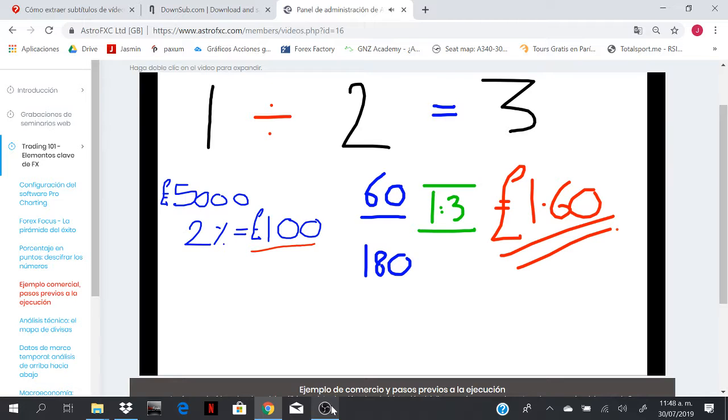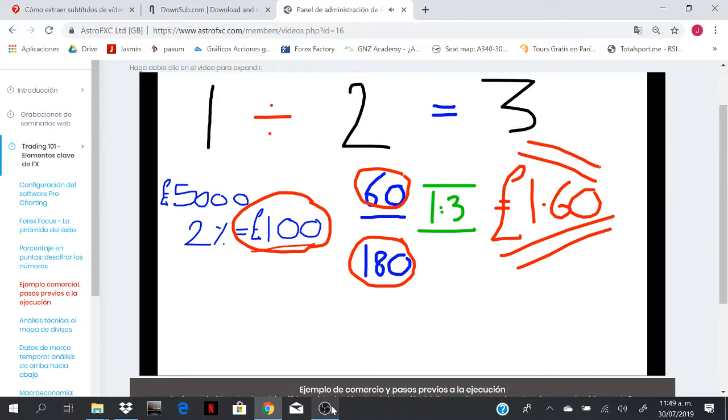So you're going to buy the Euro USD, you're aiming for 180 pips, you're risking 60 pips. You are prepared to lose 2% of your balance, which is £100. You want to click buy and you want to enter £1.60 into the broker. Okay, putting it simply. Now, with that being said, due to the 1 to 3 risk reward, if you still don't get it, we're risking 2% for 6%.